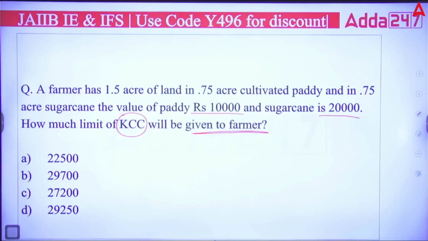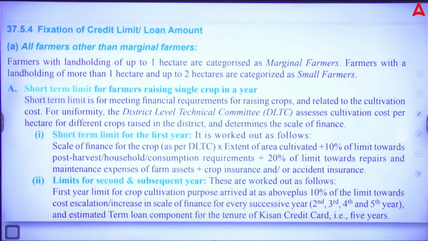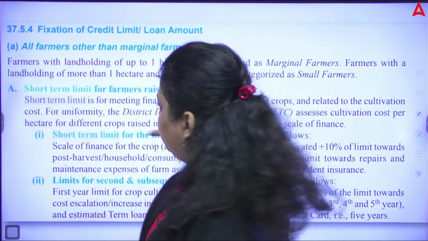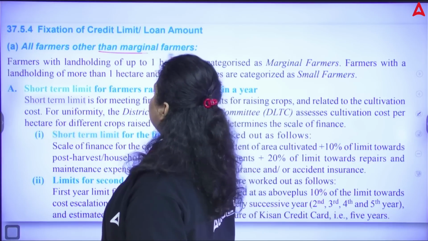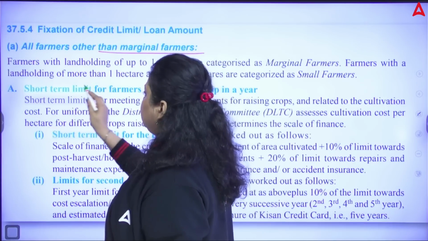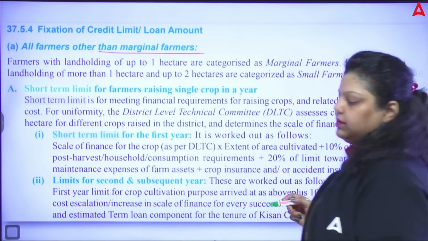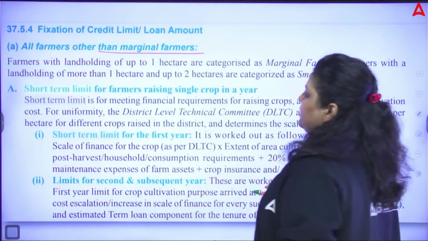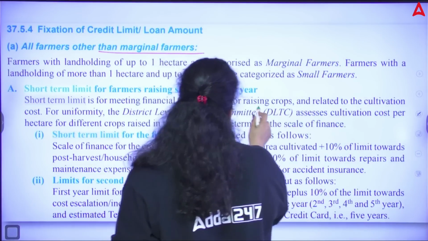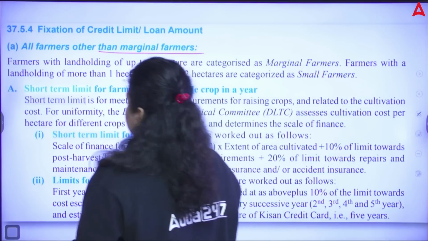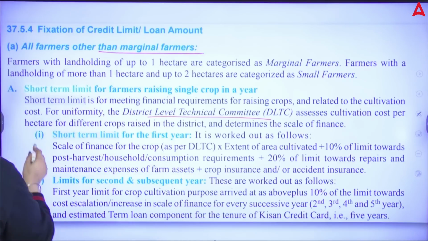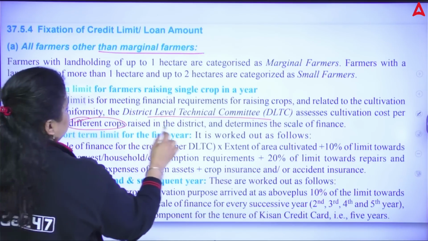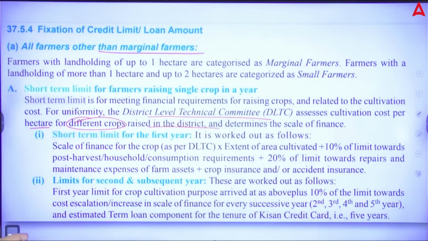Before calculating this value, we have to know that all the formulas have been given to us in our book. This is your book. The fixation of credit limit for a loan account, for all farmers other than marginal farmers. First, the short-term limit for farmers raising a single crop in a year. That is for meeting the financial requirement for raising crops and related cultivation costs. For uniformity, the district level technical committee assesses the cultivation cost per hectare for different crops raised in the district and determines the scale of finance.